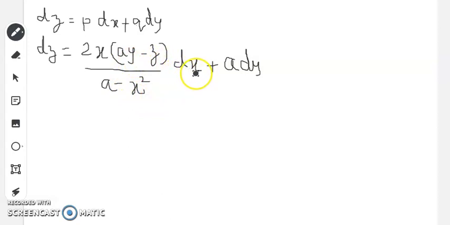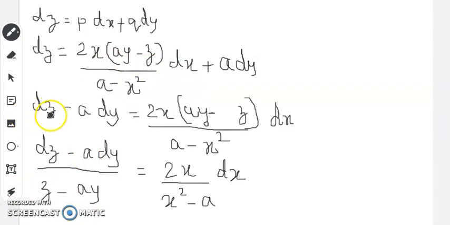Here the integration is with respect to x. But when you look at the terms, if we take the derivative of a minus x square, that is minus 2x, and here we have 2x. When we consider the derivative of ay minus z, it is a dy minus dz. So here we have a dy and dz. By making some rearrangements, we can convert this expression into an integrable form. After rearranging, we get dz minus a dy is equal to 2x into (ay minus z) divided by (a minus x square) into dx.